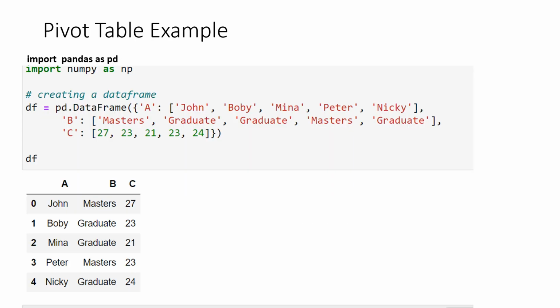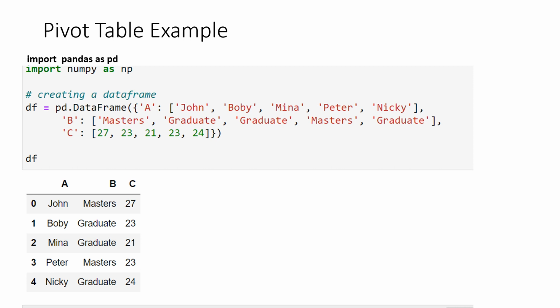Now consider a data frame. Here I have defined a data frame using a dictionary. There are three columns: name, qualification, and age. The name column is named A, the qualification column is named B, and the age column is named C. So there are five records in the table.